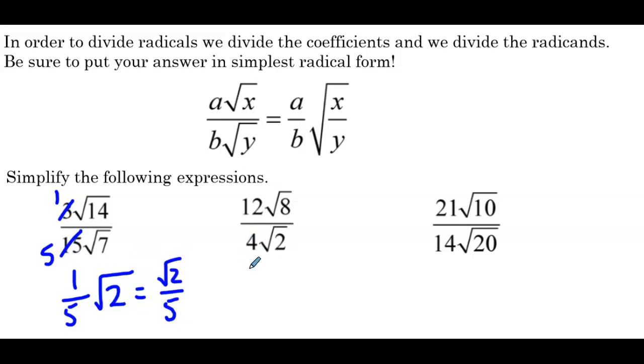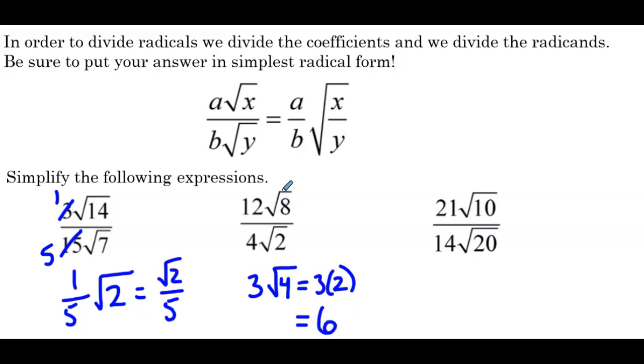The next example, we have 12 times the square root of 8 over 4 times the square root of 2. So taking the ratio of the coefficients, 12 divided by 4 is 3. And then square root of 8 over the square root of 2, we divide the radicands. So that's going to become the square root of 4. So this is going to become 3 times 2, because 4 is a perfect square, which is equal to 6.